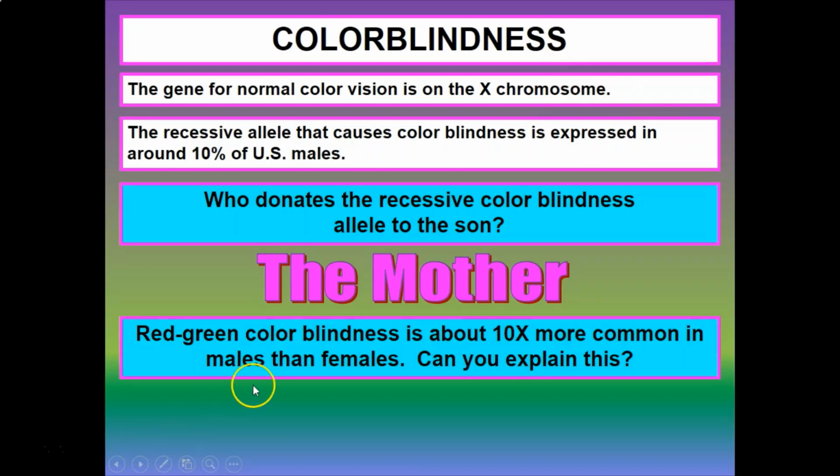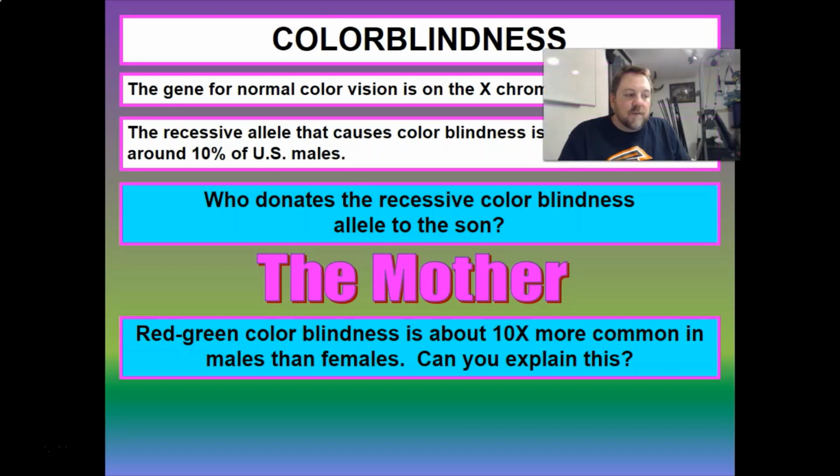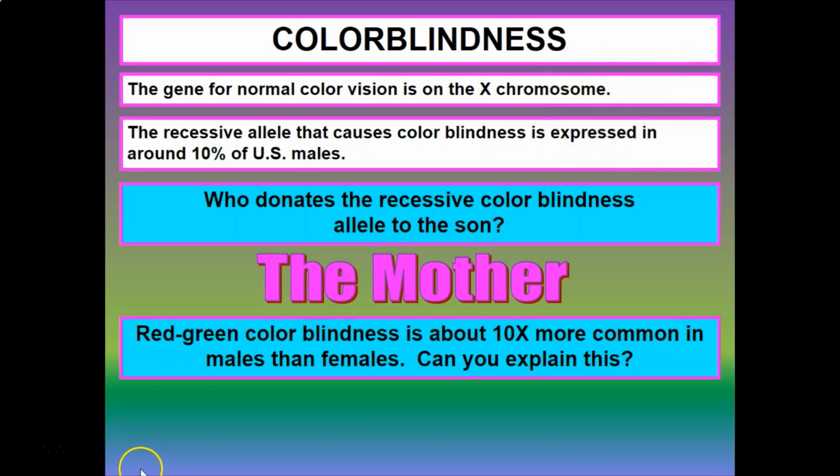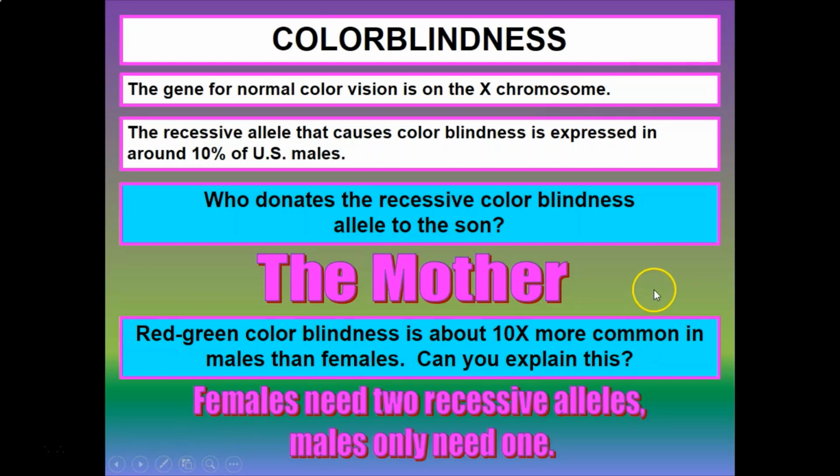And what about this question? Red-green color blindness is about 10 times more common in males than females. Can you explain this? Again, pause the video if you want to think for a second. Why would red-green color blindness, which is one form, there's lots of different types of color blindness, why would this be more common in guys than girls? Oh, because how many copies do guys need? How many bad copies would girls need? 2, right? So guys only need that 1 copy and we express whatever we get. So females need 2 recessive alleles, males only need 1.